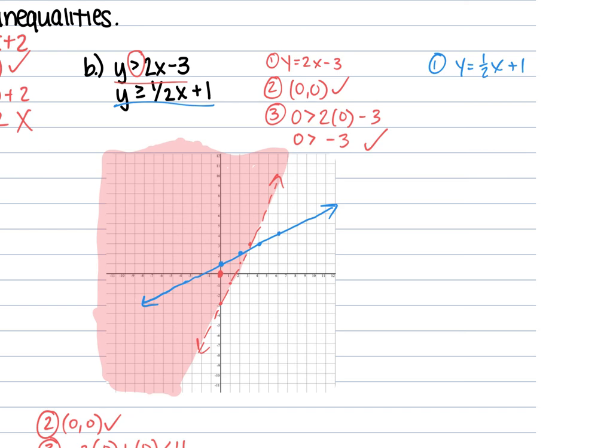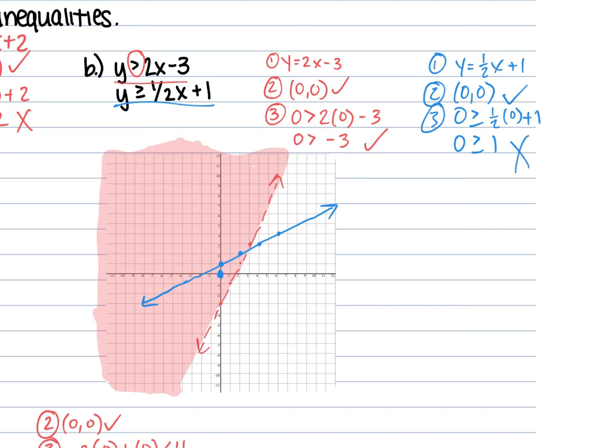Okay. Now, we also have to test 0, 0. And it is a good point to test because it's not on our line. So we're good there. Step number 3 is actually plug it in and test it. So is 0 bigger than or equal to 1 over 2x, which is now 0, plus 1? Well, this is going to be 0 is bigger than or equal to 1. Is that true or false, people?